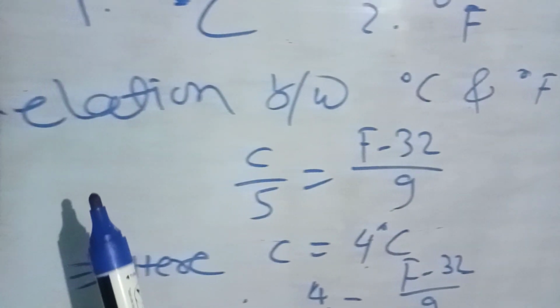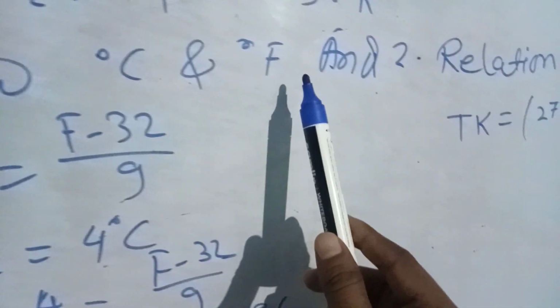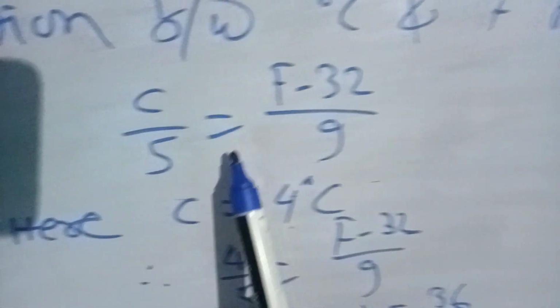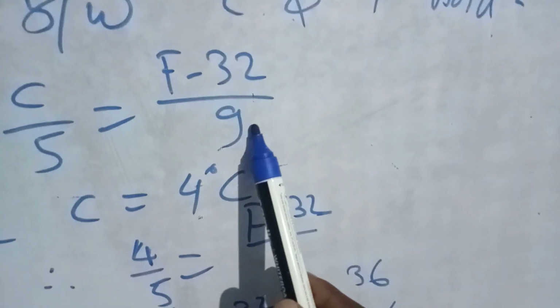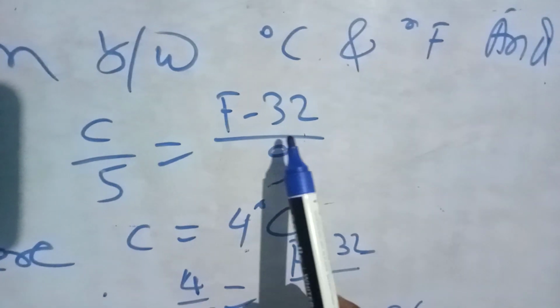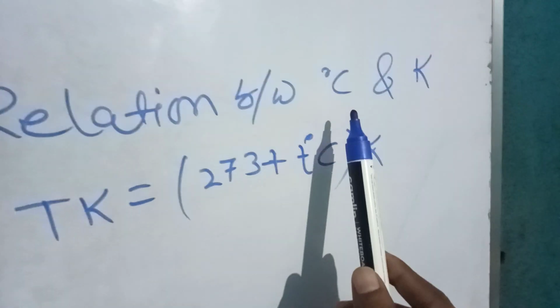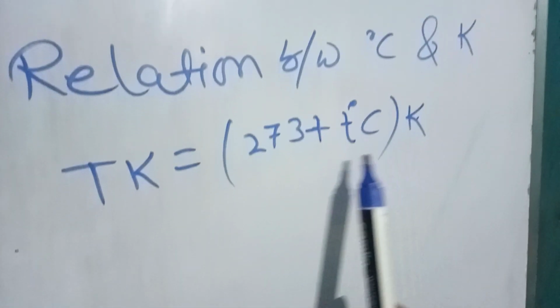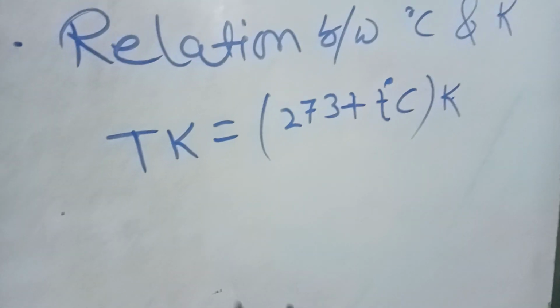So basically we are giving the relation between degree centigrade and degree Fahrenheit. Look at this. This is the relation: C by 5 equal to F minus 32 by 9. This is the relation between degree centigrade and degree Fahrenheit. And another relation is between degree centigrade and Kelvin. That is T Kelvin equal to 273 plus T degree centigrade.